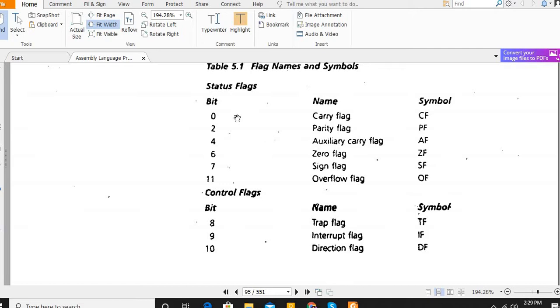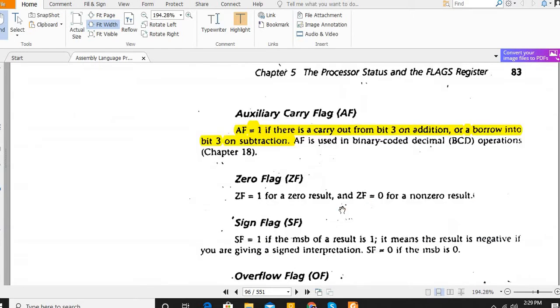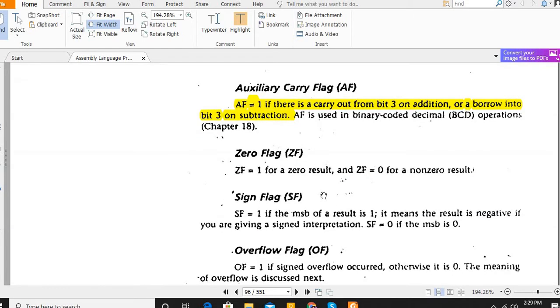Here you see the flag names, their bit positions and their symbols in the 8086 microprocessor. Now I am going to discuss the zero flag, ZF equals 1, and the auxiliary flag, and when each flag contains 1 or 0.